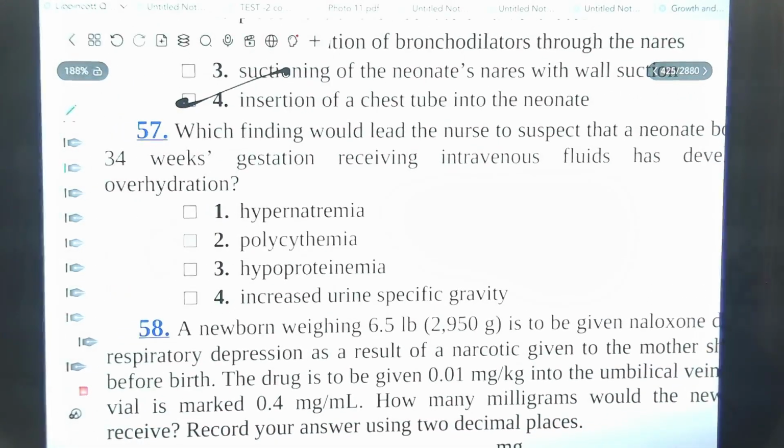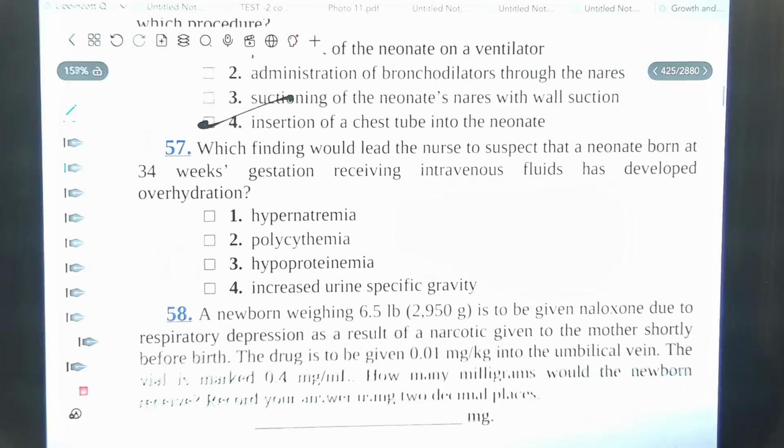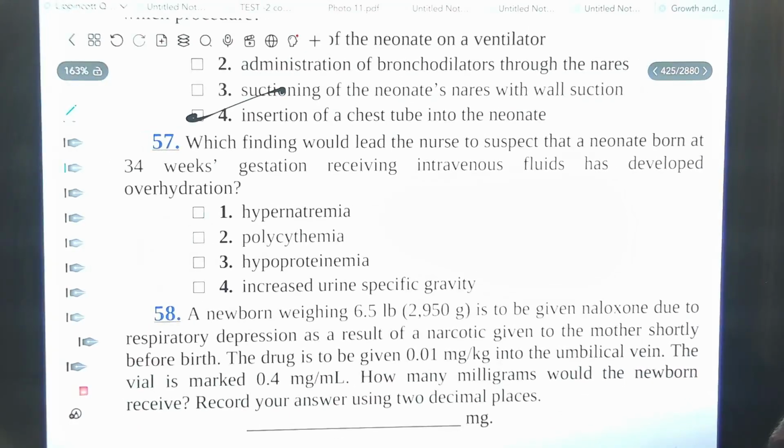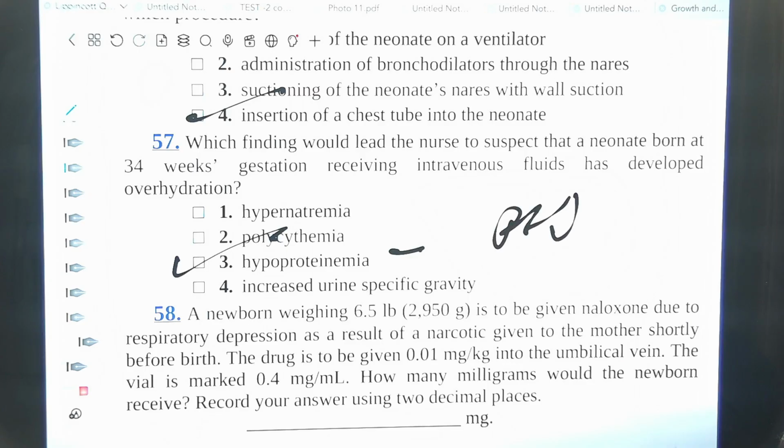Which finding would lead the nurse to suspect that a neonate born at 34 weeks of gestation receiving intravenous fluid has developed overhydration? So when overhydration occurs, what findings can come? Hypoproteinemia, the protein level decreases if we are overhydrated.